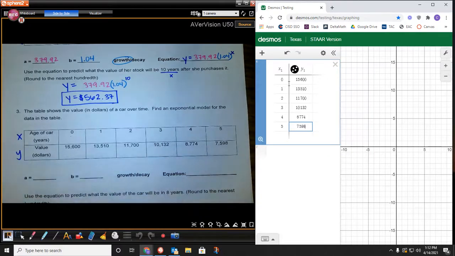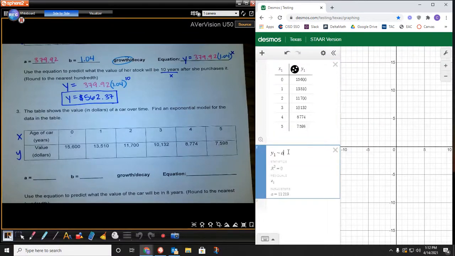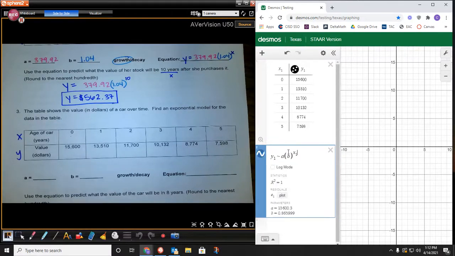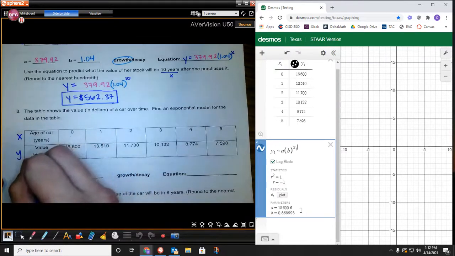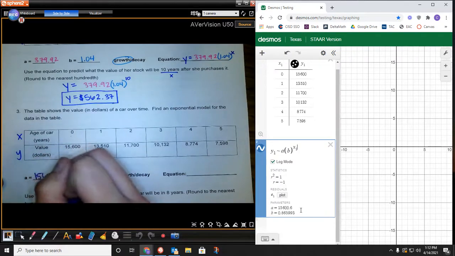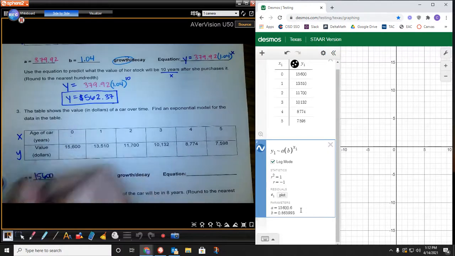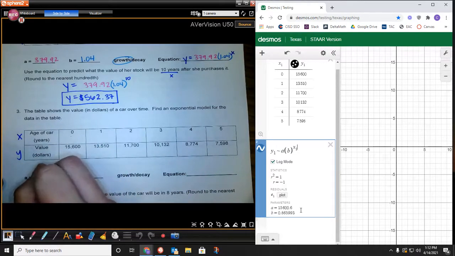7,598. All right. Now we go ahead and we add our expression in, and we're going to say that's y sub 1 tilde a parentheses b to the x sub 1 power. And then we click that little log mode there, and it gives us the values we want, so my A value is 15,600, and then it is 0.6. I'm going to go with that. I should have done it in pink. Oh no. Okay. Well, you guys just know it's 15,600.6.